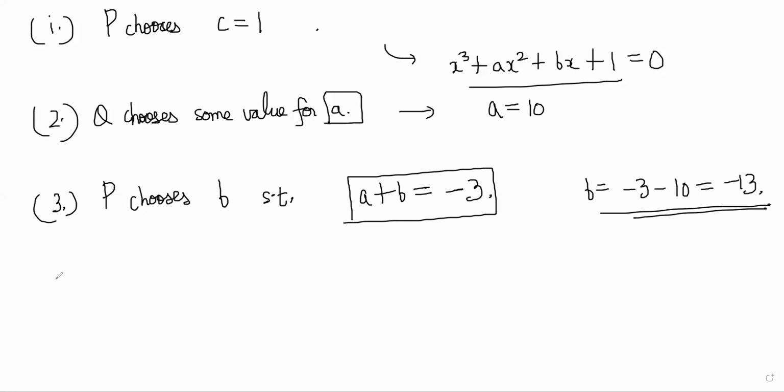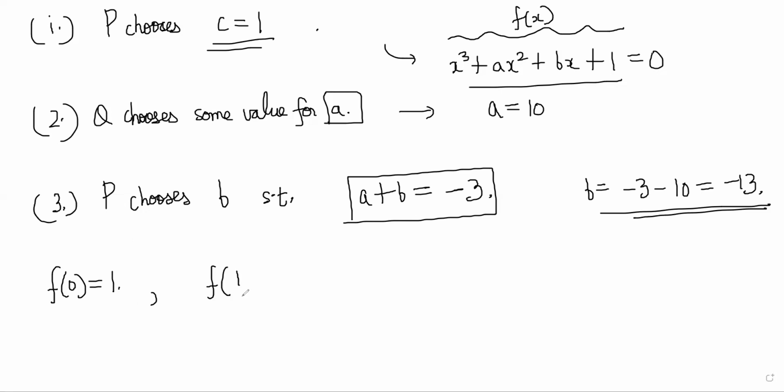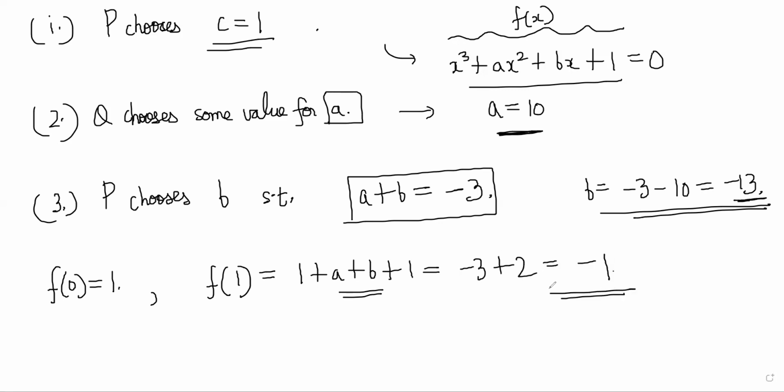Because now, first of all, because of C being 1, f of 0 is 1. If you call this my f of x, right? F of 0 is 1. And now if you do f of 1, what P is trying to do here is to make the f of 1 term negative, right? F of 1 will be 1 plus A plus B plus 1, right? So if A plus B is -3, no matter what you choose, A is 10, B is -13, A plus B is -3, then -3 plus 2 is equal to -1, right?